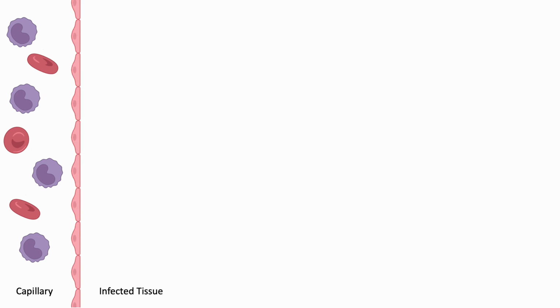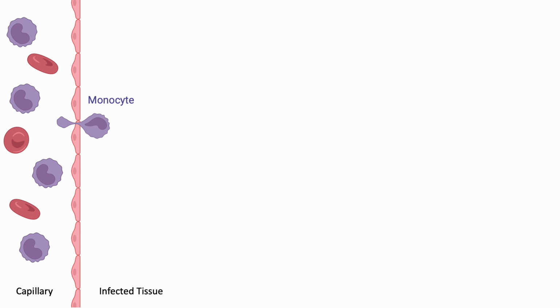Our story begins with a monocyte, a type of white blood cell, patrolling the bloodstream within a capillary. When the body detects an infection, inflammatory signals are released from the infected tissue. These signals attract the monocyte, prompting it to migrate out of the capillary and into the surrounding tissue.